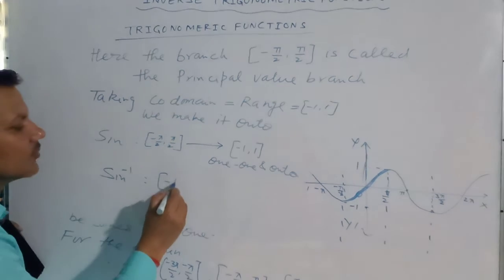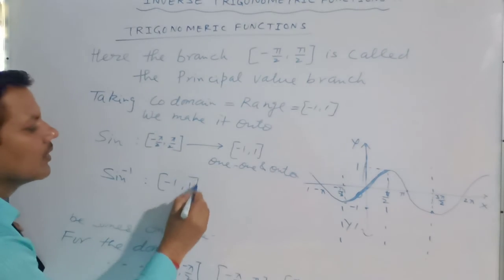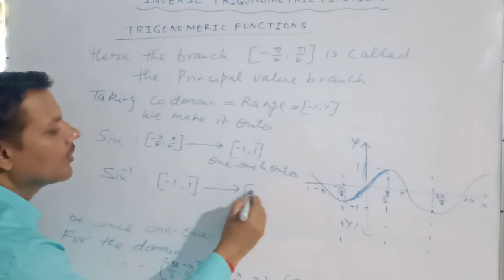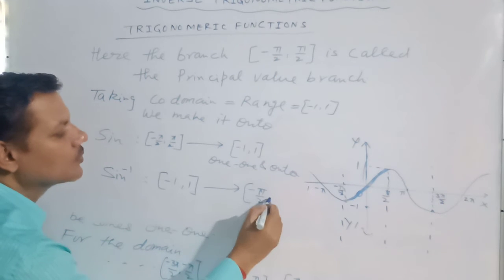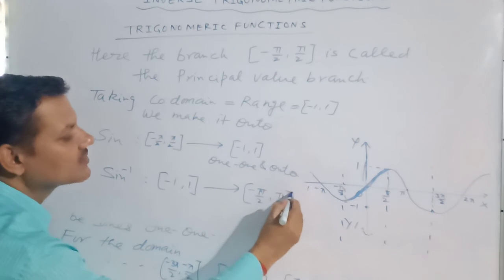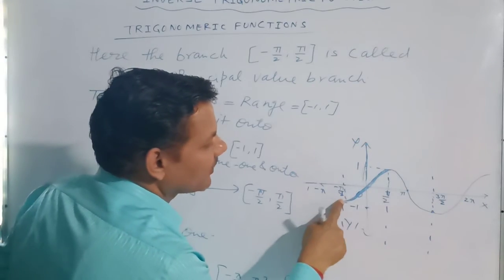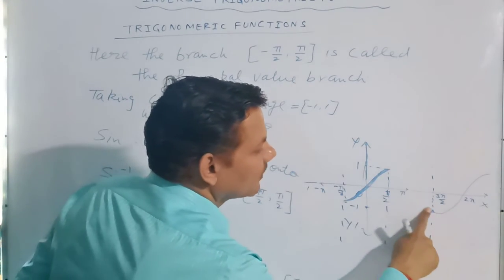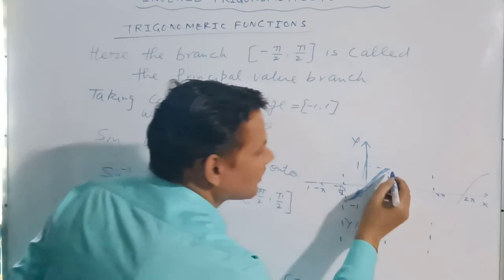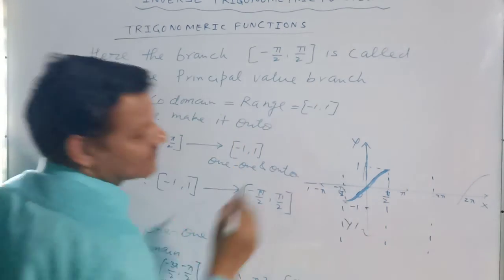The inverse is denoted by sine inverse, and it is from minus 1 to 1 to minus pi by 2 to pi by 2. This is the function part of the graph, only this one. Now for this part of the function, the inverse exists.